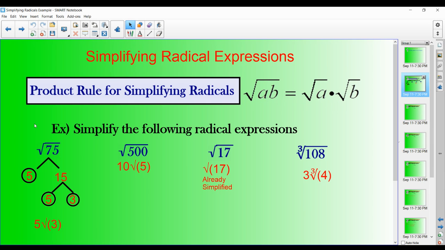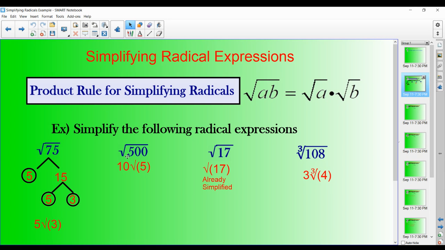So what we need to remember is if I see a whole number, I've got to use a factor tree, and then I can pull a pair of numbers out. So square root of 75 has a pair of 5s, so I can pull out one pair, and 3 is unpaired, so I have 5 times the square root of 3.